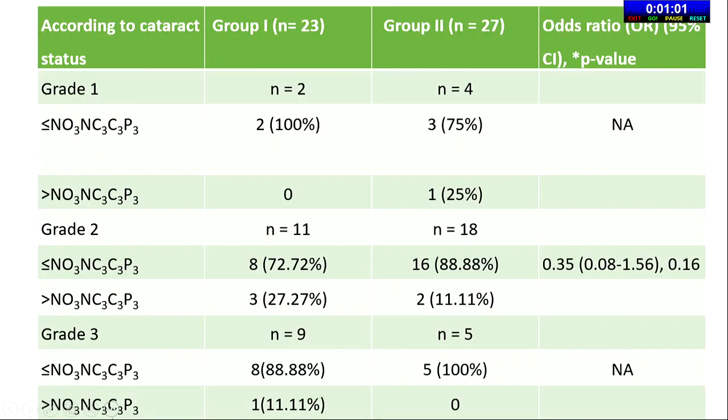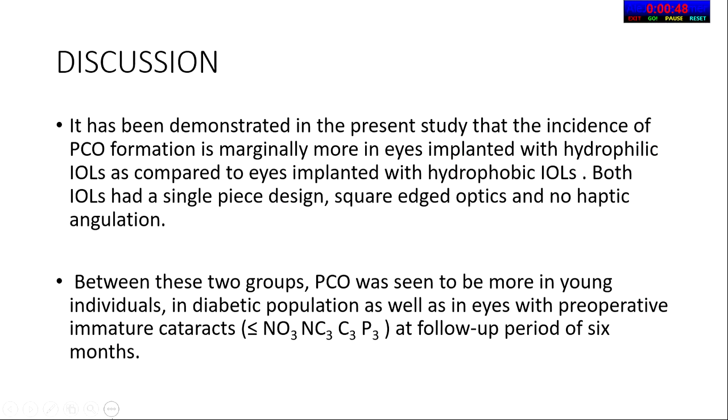According to the cataract status, patients with grade NO3, NC3, and C3P3, according to my study, have more grade 3 PCO, and the rest have grade 1 and grade 2 PCO.